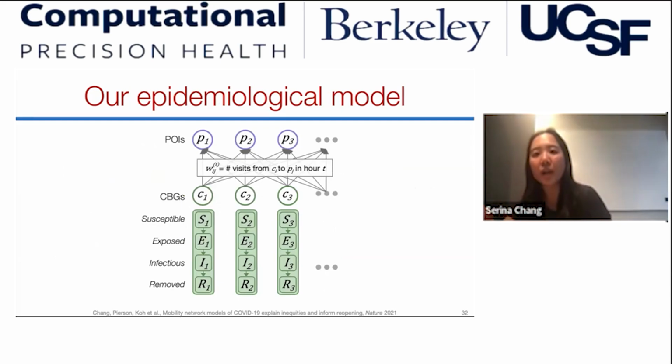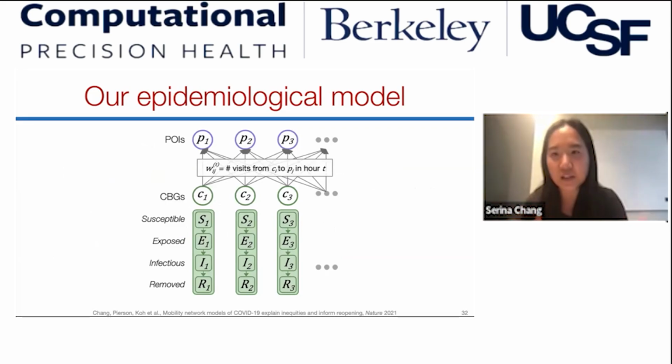Now we're going to incorporate our networks into an epidemiological model. The key is that we keep disease states for every census block group, and those disease states are a standard compartmental model, so susceptible, exposed, infectious, and removed, and we have one for every CBG. And by putting these things together, we can model the spread of COVID across CBGs.